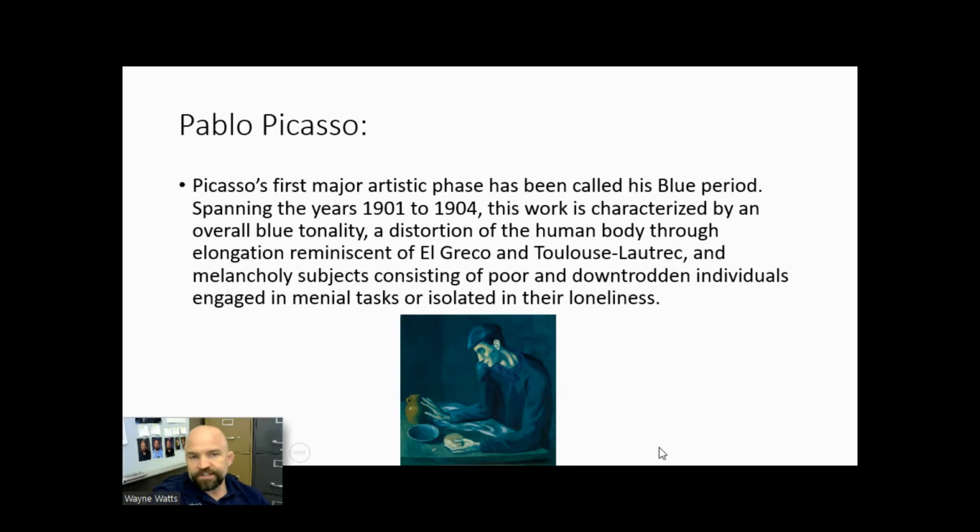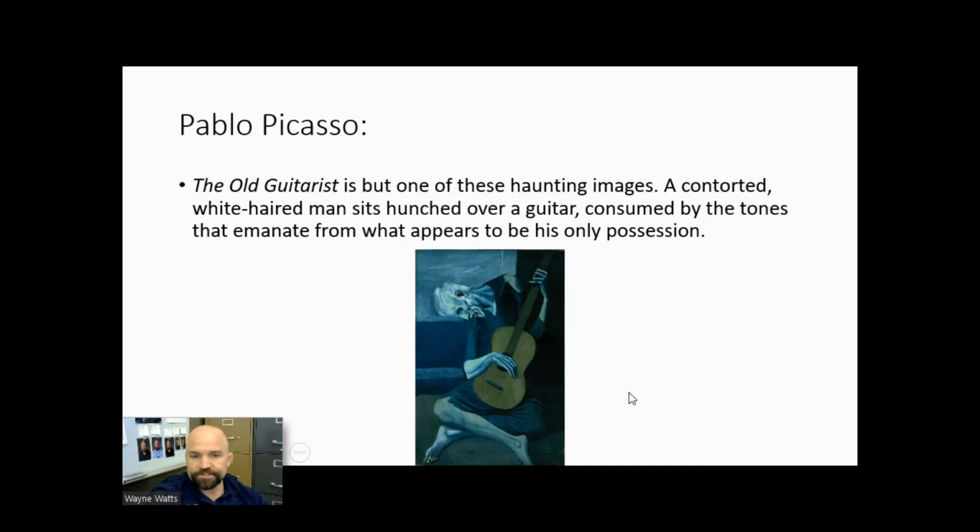Spanning from the years 1901 to 1904, this work is characterized by an overall blue tonality, a distortion of the human body through elongations reminiscent of El Greco and Toulouse-Lautrec, and melancholy subjects consisting of poor and downtrodden individuals engaging in menial tasks or isolated in their loneliness. The Old Guitarist is but one of these haunting images.